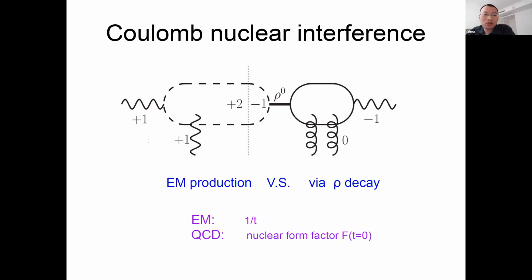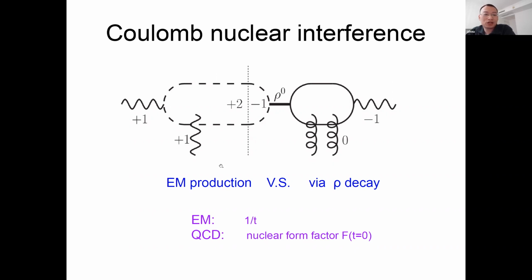Despite the Z-squared enhancement, the electromagnetic amplitude in general is much smaller than the hadronic amplitude, except for the very low transverse momentum region. This is because the Coulomb interaction is a long-distance interaction. So it scales as 1/t at very low transverse momentum. It increases dramatically towards small q perp, while the QCD interaction at low q perp is described by the form factor, which is rather flat at t equal to 0. So these two types of interaction become comparable at sufficiently low QT.